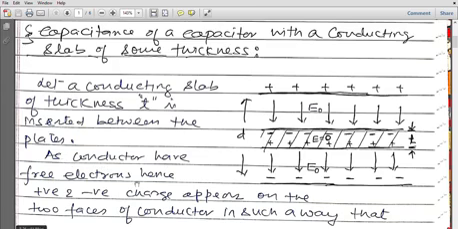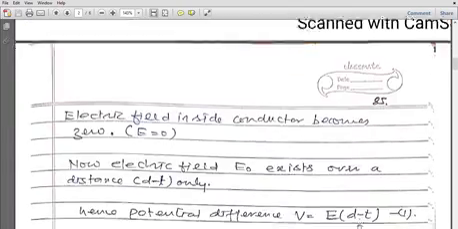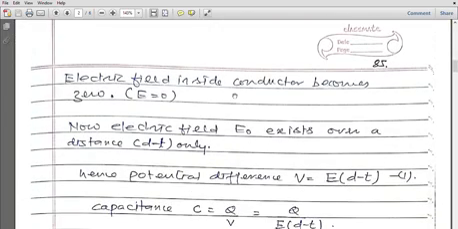Now as a conductor has free electrons, positive and negative charge appear on two faces of the conductor in such a way that the electric field inside the conductor becomes zero. It has been studied in electrostatics why the electric field inside a conductor is zero. And we also studied the behavior of a conductor when placed in an electric field. That is when we verified that the electric field inside a conductor is zero. Now we can say that electric field E0 exists over a distance d minus t only.